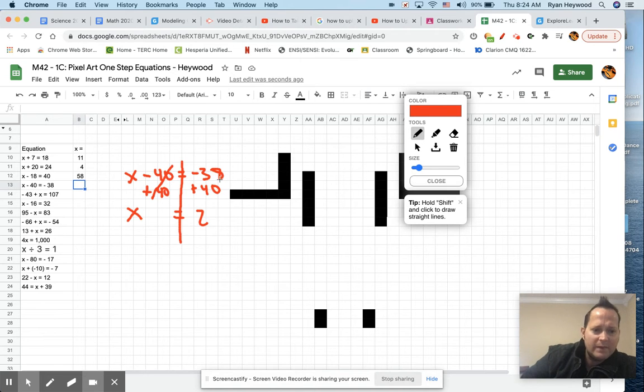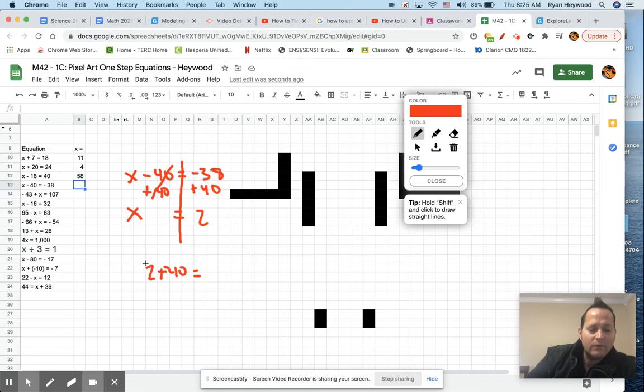But what we're going to want to do is check our answer. So we're going to plug this back in. So 2 minus 40. What does 2 minus 40 equal? Well, again, with our rules for integers, 2 minus 40 means we're going to keep, change. So 2 plus negative 40.